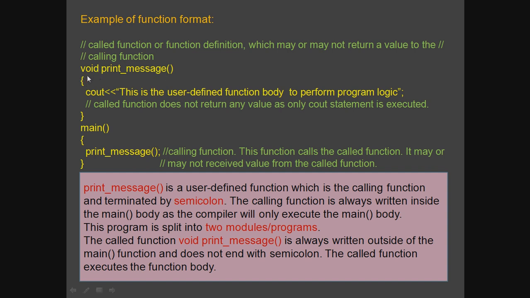So here the return type is void. That means this function will execute this function body, that is the call function, which is also called the function definition, and it never ends with a semicolon. Clear? The call function is always written outside of the main function, and it does not end with a semicolon, because it has a function body to be executed by this function print message. Now the return type is void. That means this function does not return any value to the main function. Void means it does not return any value.